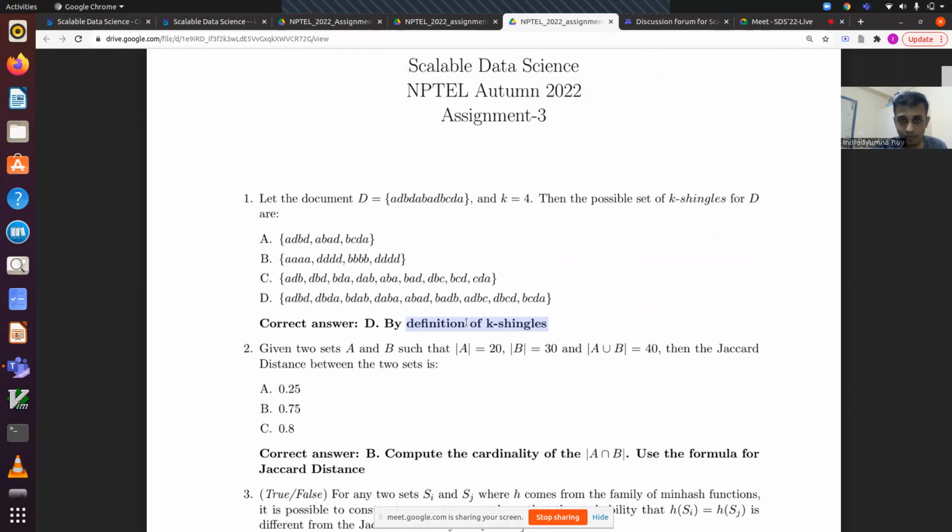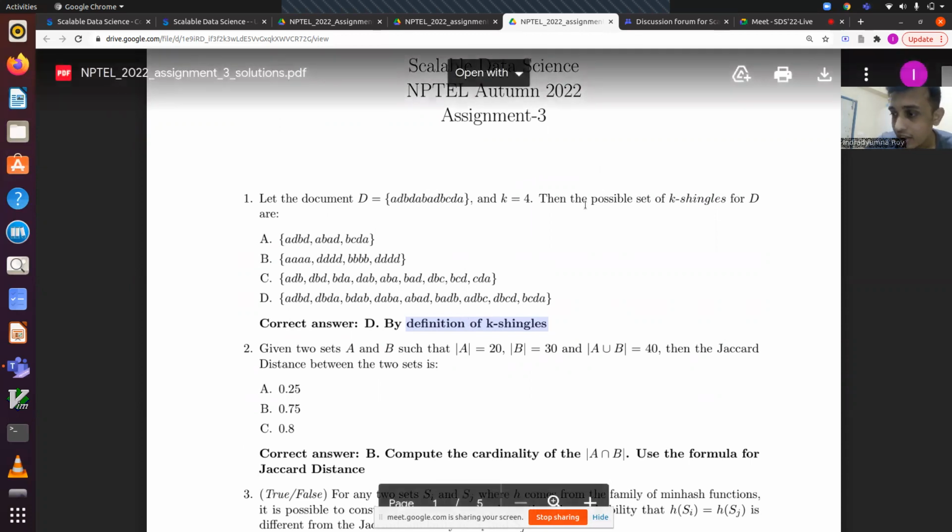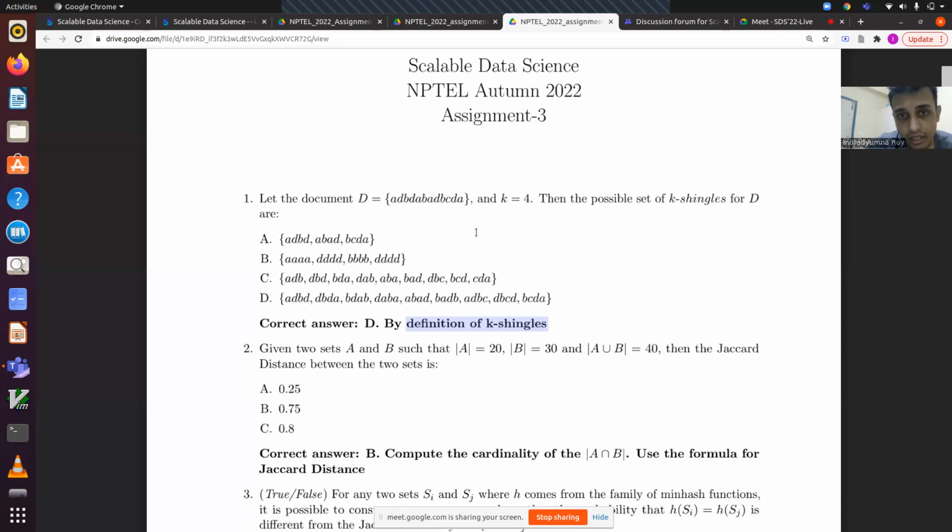Sir, these many elements are there. So shingles are any K consecutive strings or characters that appear in any string, at whatever starting position, it does not matter. So a K shingle means that it has to be K consecutive characters from the string. The starting point can be anything.